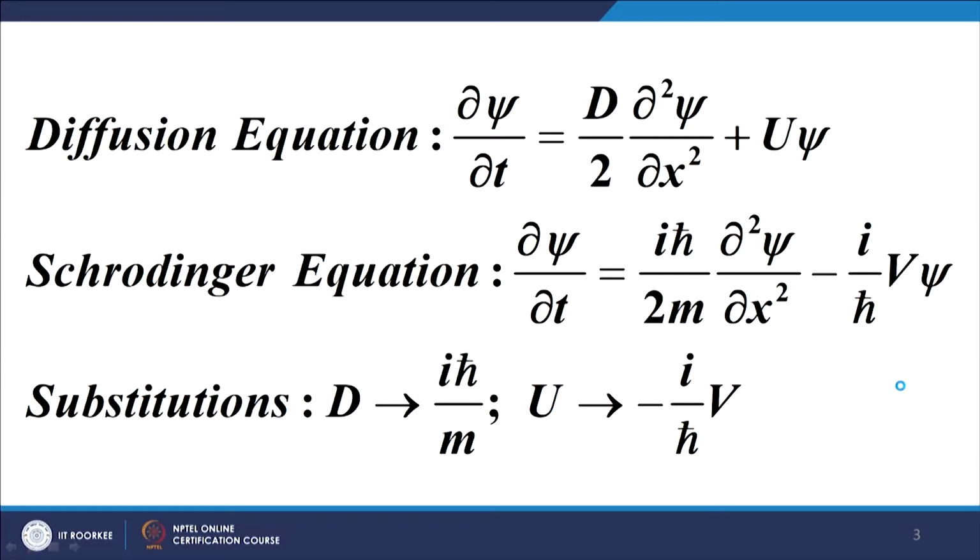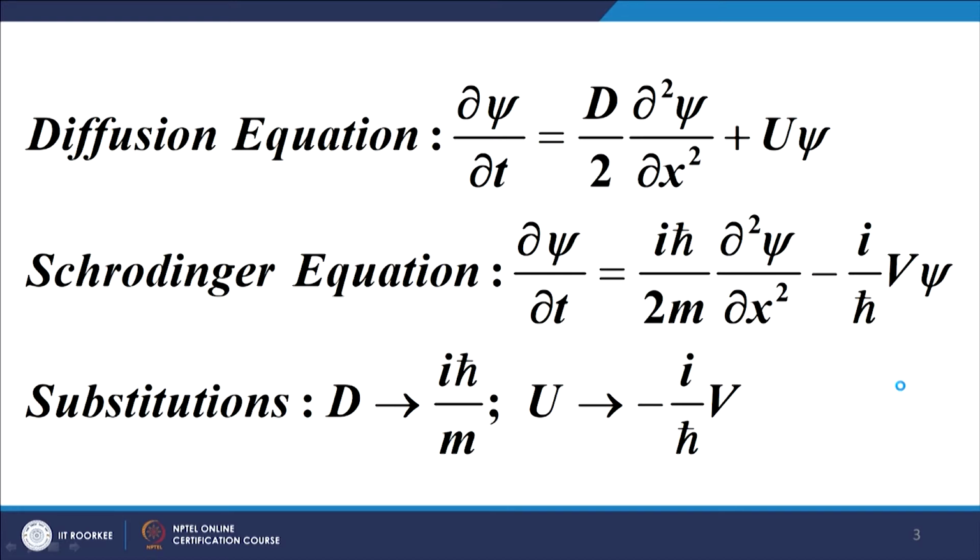We will try to establish the equivalence between the Langevin equation and the Fokker-Planck equation and develop the solution of the Langevin equation. So, that is the agenda for today. Let us start. The diffusion equation is given by the first equation on the slide: del psi by del t is equal to D by 2 del square psi upon del x square plus U psi.